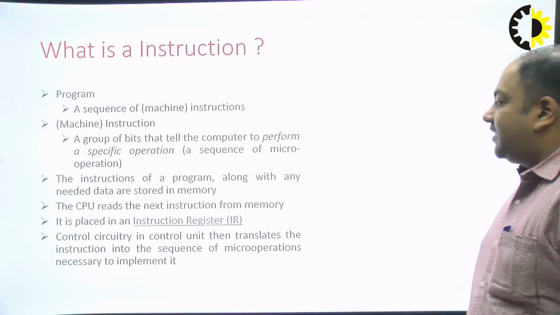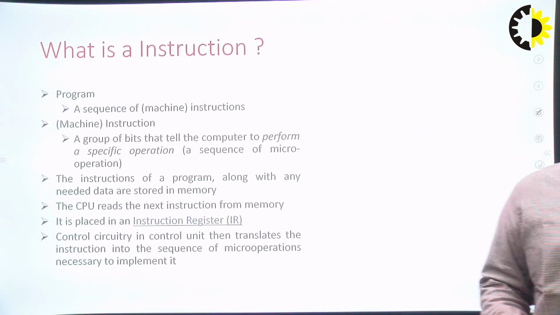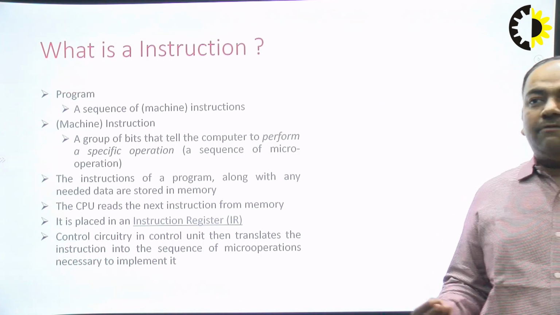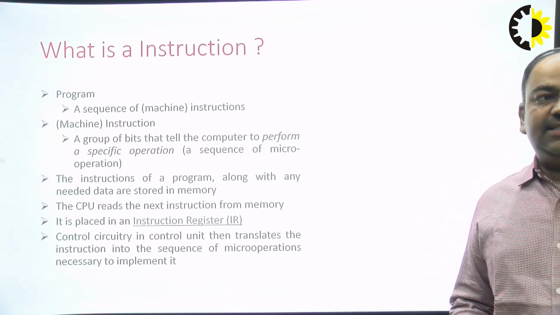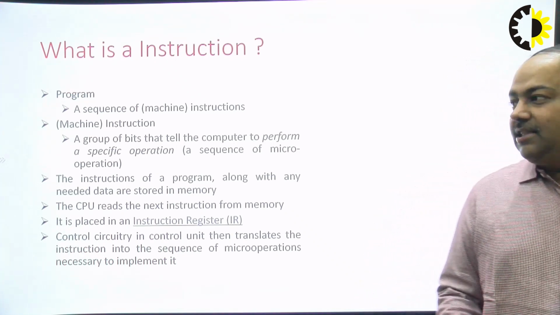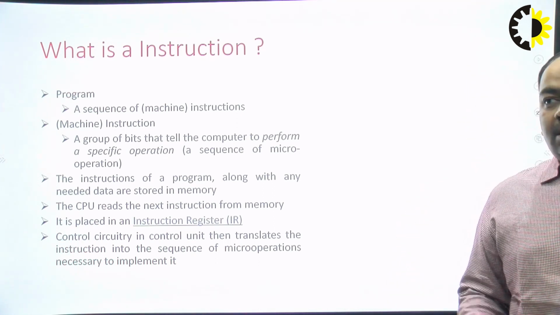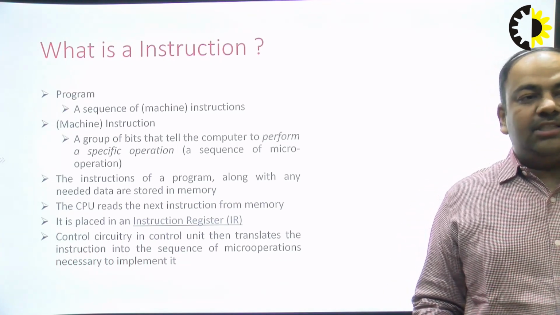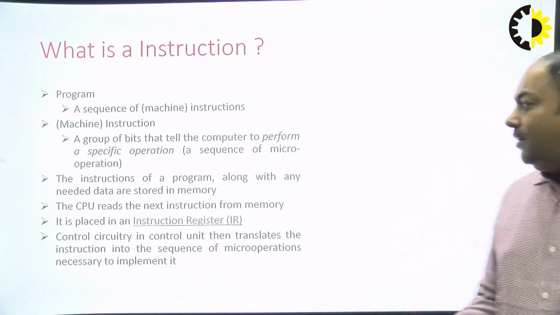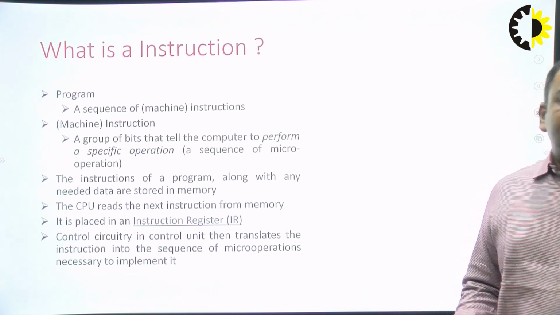First, what is an instruction? Instruction is a sequence of machine instructions that consists of programs. These machine instructions contain a group of bits that tells the computer to perform a certain operation, and these operations are constituted in the memory and placed in the instruction register.